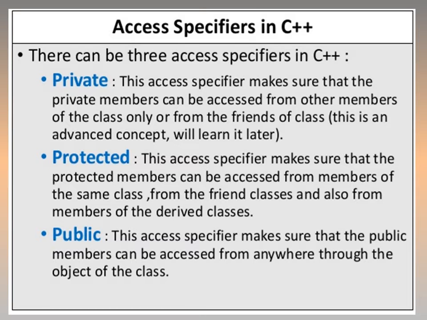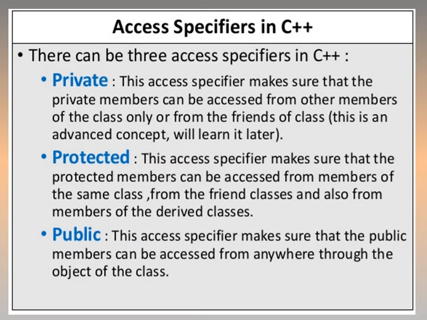Access specifiers can be of three types, that is private, protected and public. So we'll see private. This access specifier makes sure that the private members can be accessed only from other members of the class or from the friends of the class. So who can access? That is a friend of the class or a member of that class only.